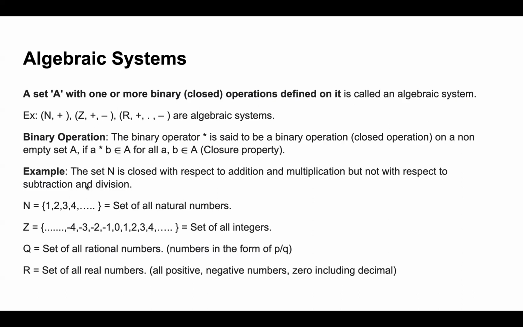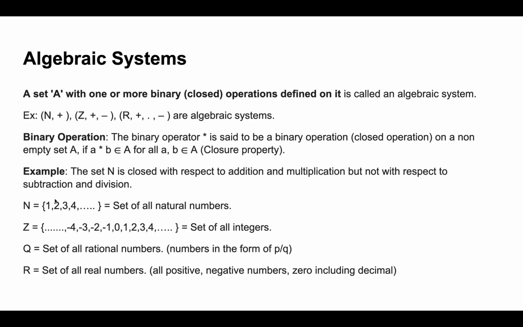What is the example? The set N is closed with respect to addition and multiplication, but not with respect to subtraction and division. N here we have already seen. N is the set of natural numbers 1, 2, 3, 4. It is closed with respect to addition and multiplication. Addition we have seen already. Multiplication is also possible. 4 into 2 is 8, 4 into 3 is 12, or 2 into 4 is 8, like that. But what about minus, that is subtraction, and division?